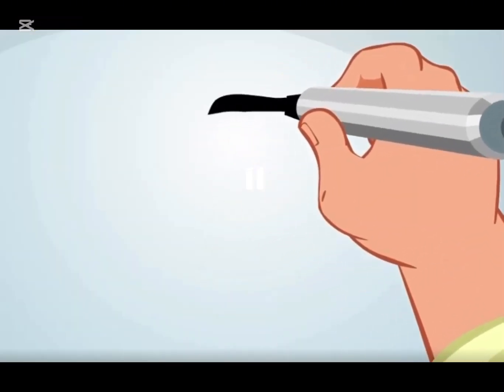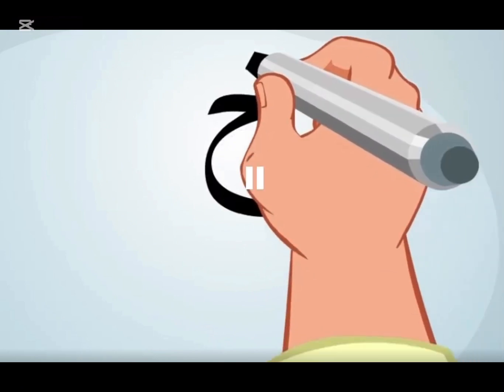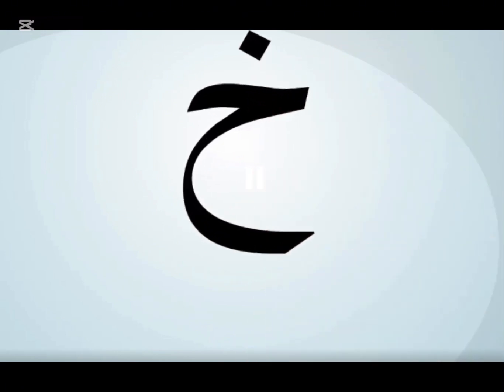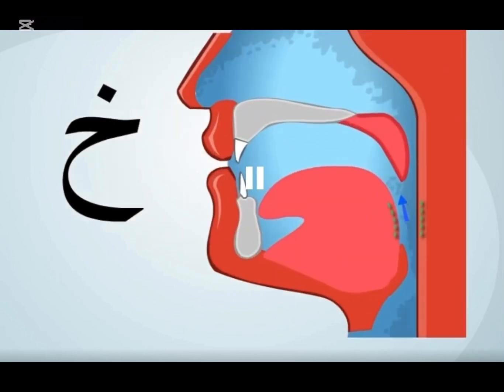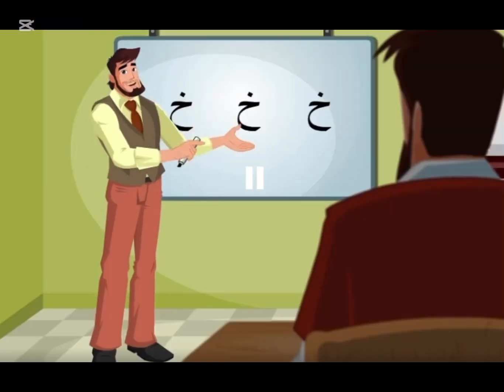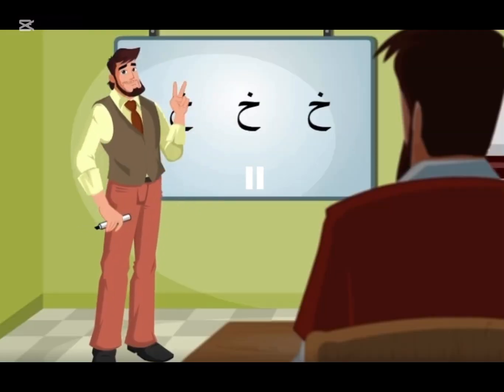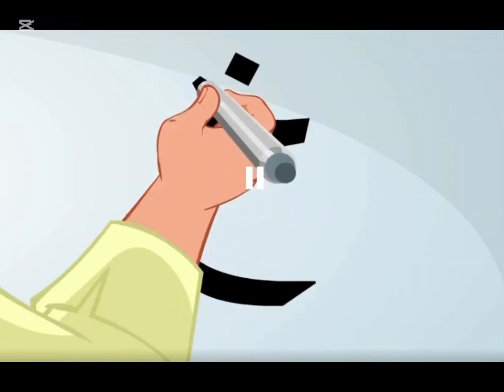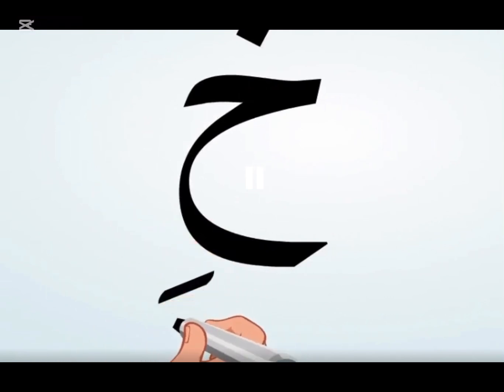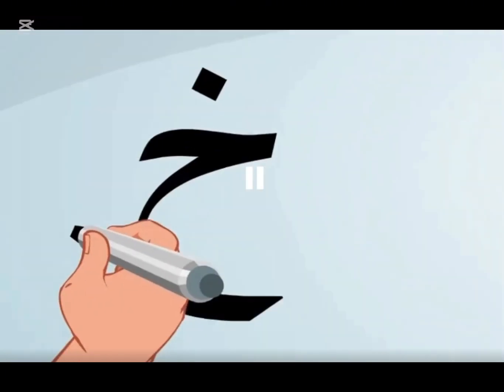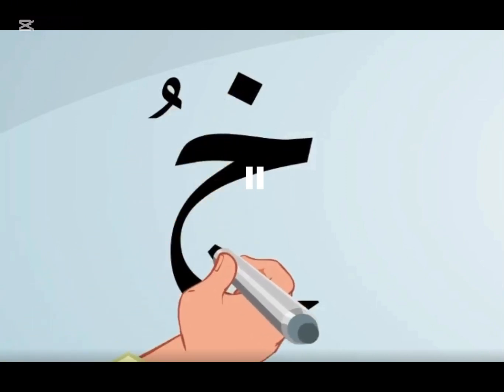Let's see the next letter. This is how we write it. Khaa. How to pronounce the letters with short vowels: Fath, Kasr, and Dam. Kha, Khi, Khu.